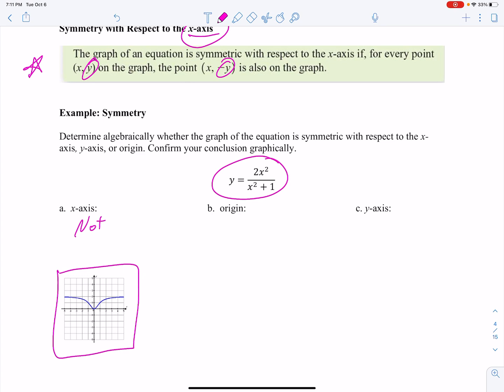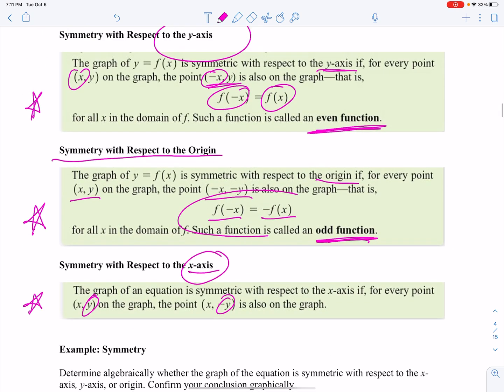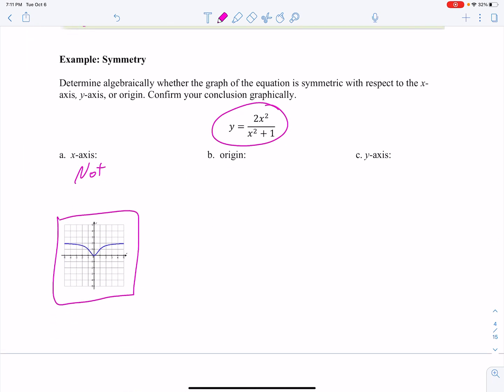About the origin, right? So we'll use this test right here. We're going to plug in a negative x, and we're going to see what happens, okay? All right, so let's see. F of negative x equals. So this is a test, right? So that means we're going to replace every x with a negative x. We've got to be careful when we do that. So we're going to say 2 times, and notice how I'm using parentheses appropriately here. 2 times parentheses negative x squared over negative x in parentheses squared plus 1.